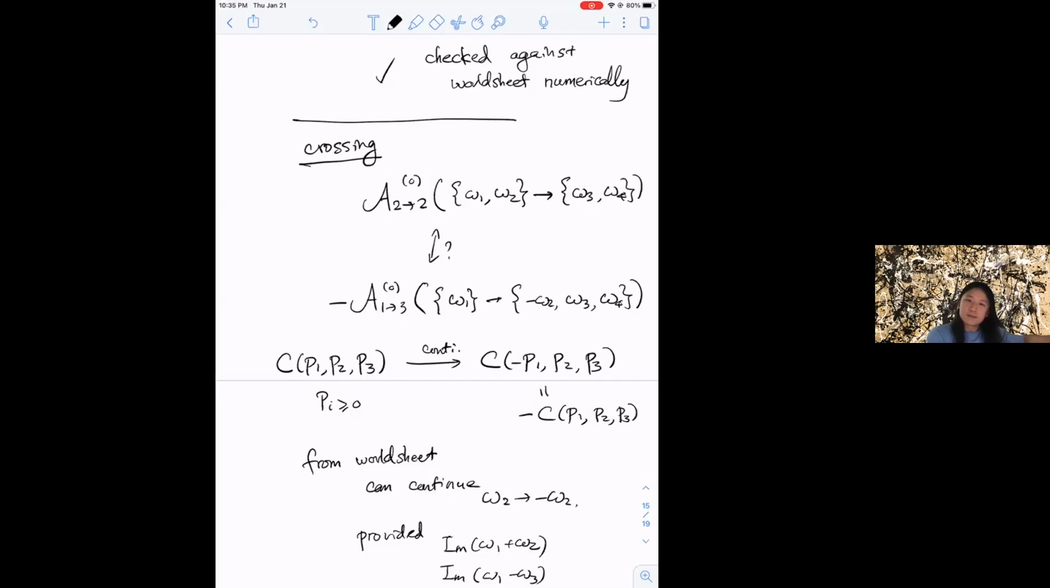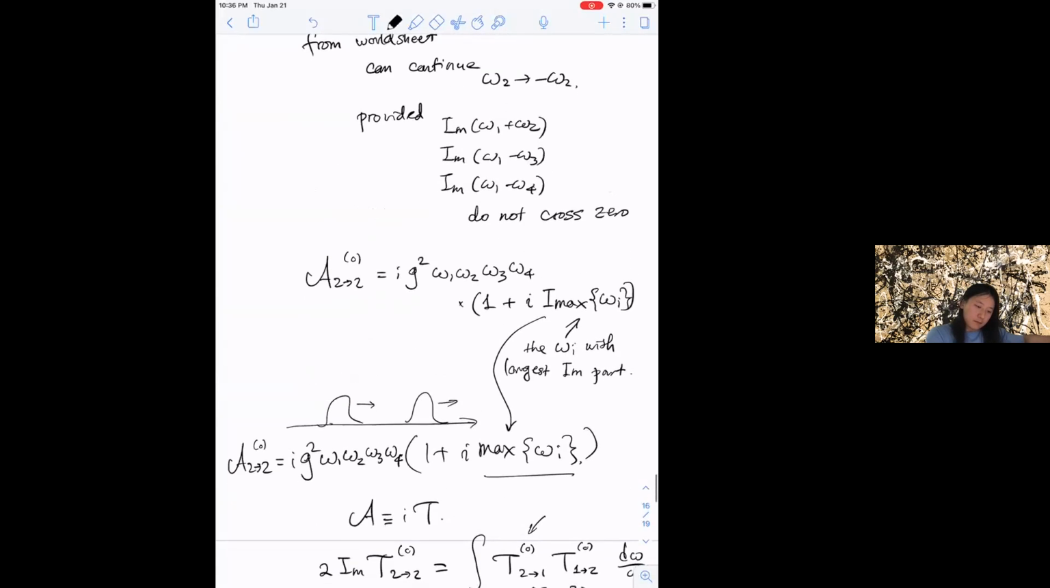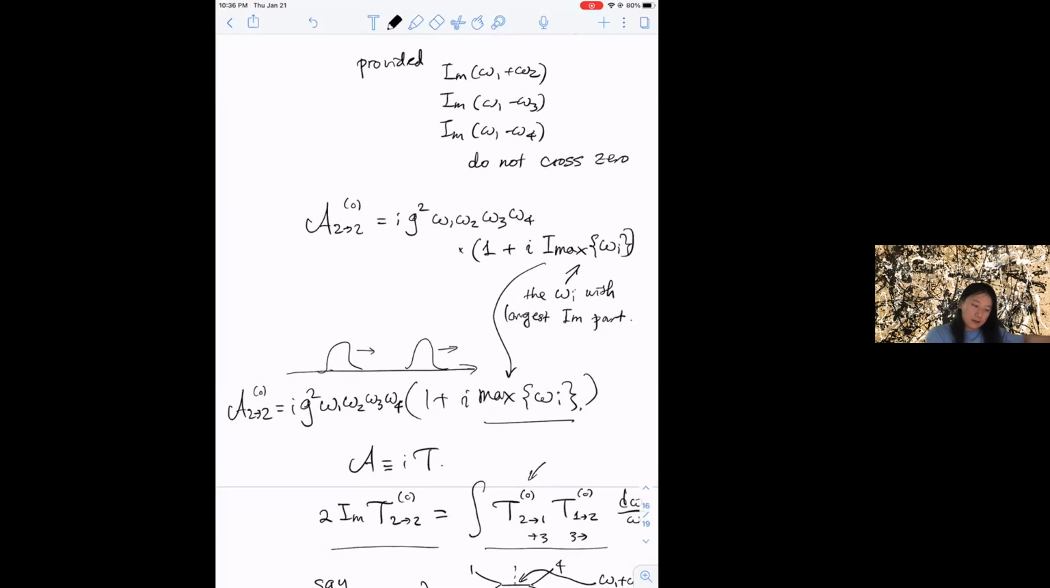So I have a question about the formula for the 2-to-2 scattering. You have this max formula. The max means the maximum of the real part? Just the maximum of omega 1, omega 2, omega 3, omega 4, all of which are real and positive. Okay.